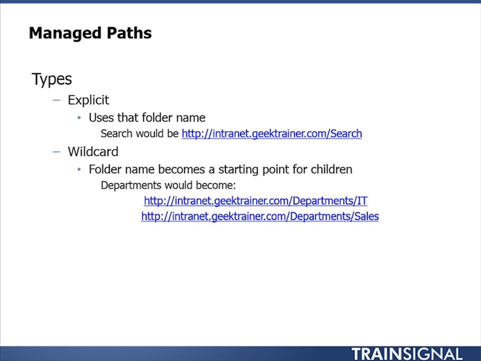On the flip side, our wildcard becomes a folder from which I actually get to then choose the name of the top site or of the site collection. So if I created a managed path and I called it departments and I made it wildcard, then what would happen is we'd be able to then create separate site collections and give them a name. So I'd be able to create one, call it IT, call it sales, call it HR, call it whatever it is that I might need.